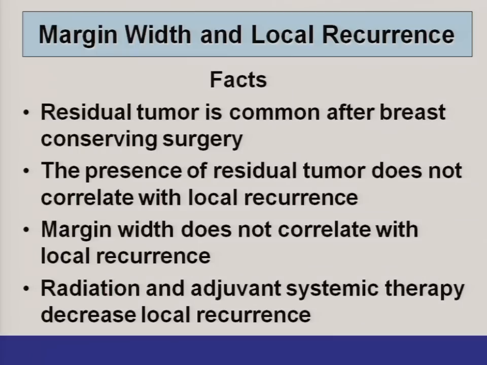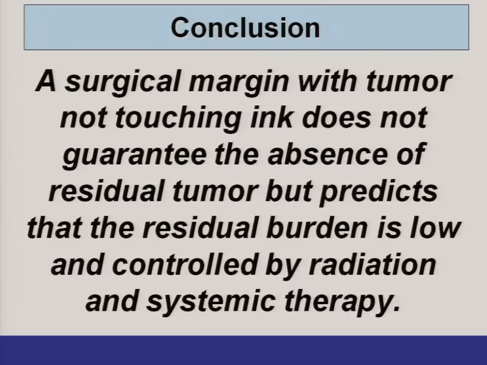Next. So I think the facts are very clear. Residual tumor is common after breast-conserving therapy, regardless of the width of your margin. The presence of residual tumor does not correlate with local recurrence. Margin width does not correlate with local recurrence. Radiation and systemic therapy decrease local recurrence. A surgical margin with tumor not touching ink does not guarantee the absence of residual tumor, but predicts that the residual tumor burden is low enough to be controlled by radiation and systemic therapy.